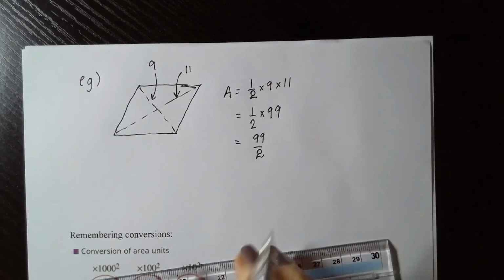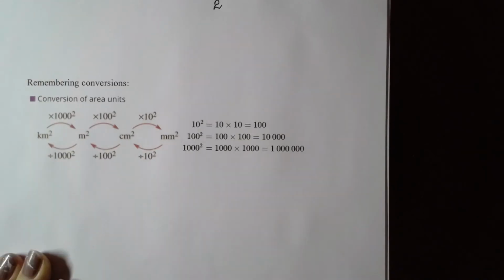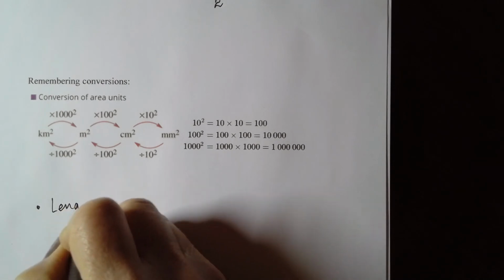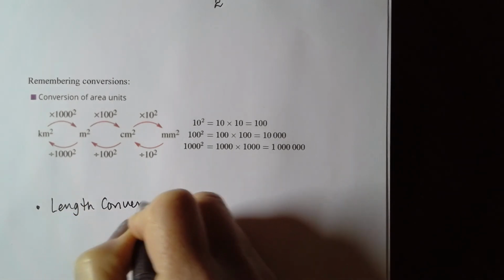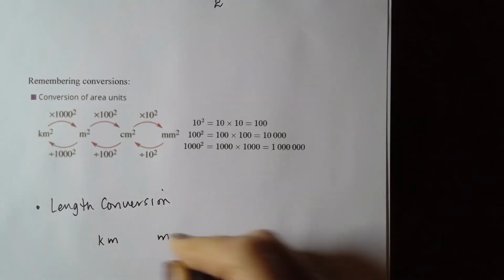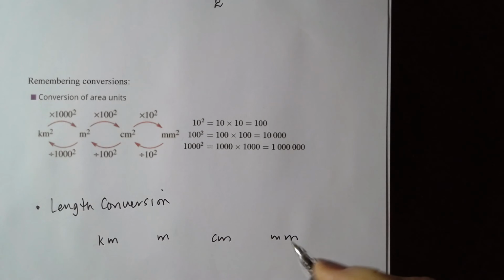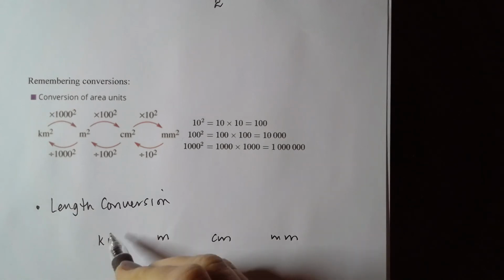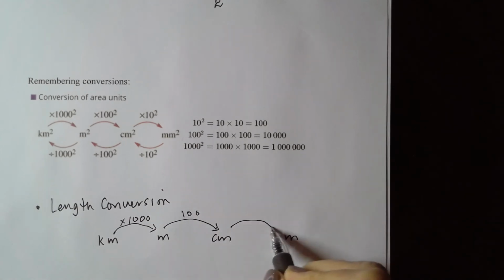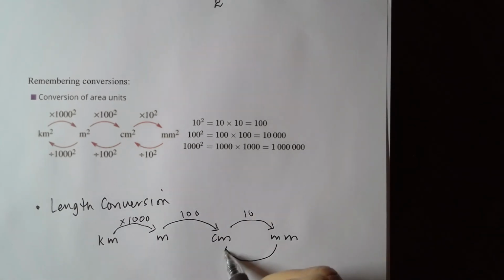Okay, that's good. Let's talk about area units. These are a bit different. You have to remember that length conversion looked like this. From kilometers to meters, we multiply by 1,000, and then by 100, and then by 10, and same dividing the other way.